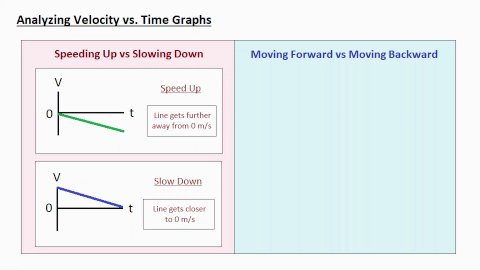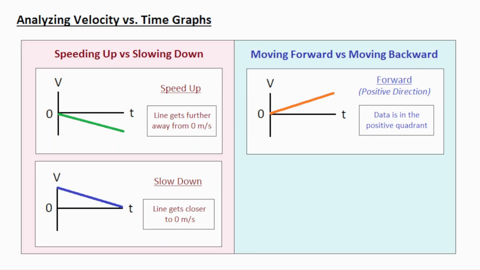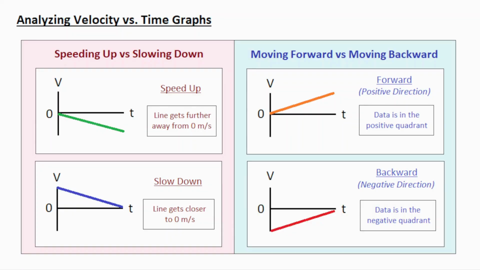For forward versus backward, we should be looking at which quadrant the data is in. If it's in the upper quadrant, those are all positive velocities. That would show an object moving in the positive direction or moving forward. And if the data is in the lower quadrant, those are all negative velocities. That would show an object moving in the negative direction or moving backward.